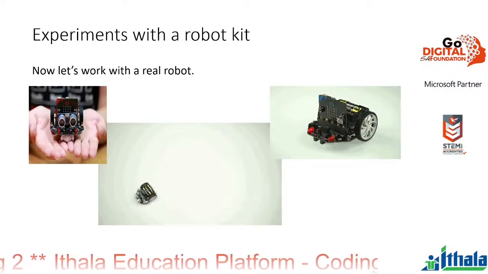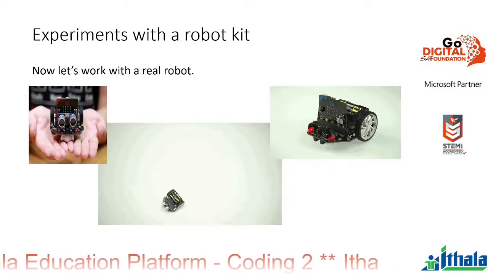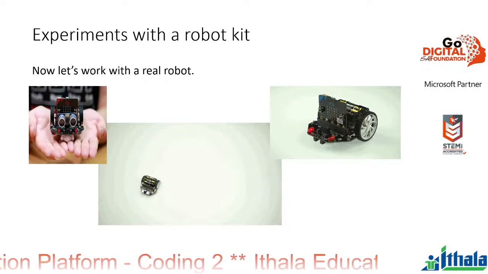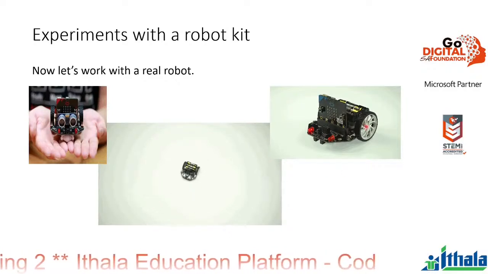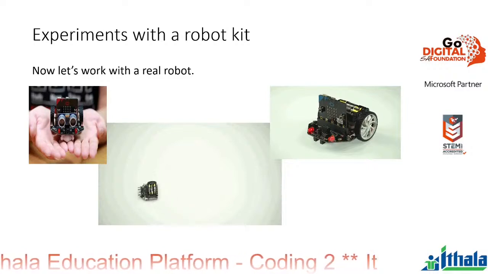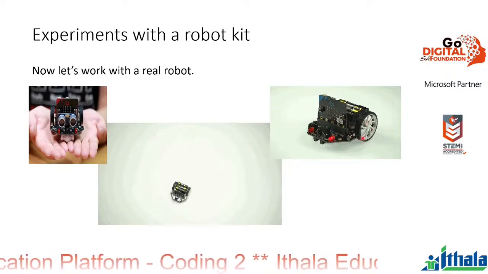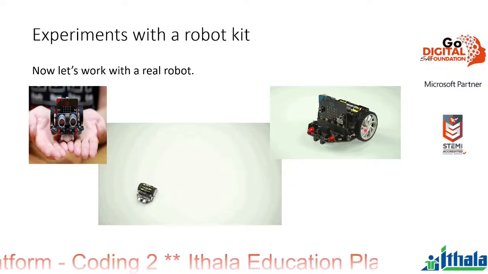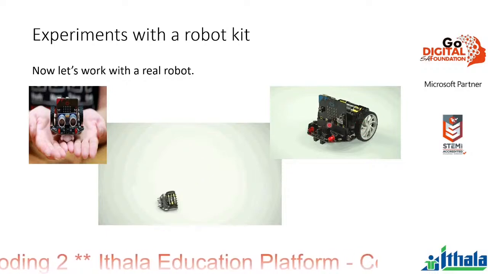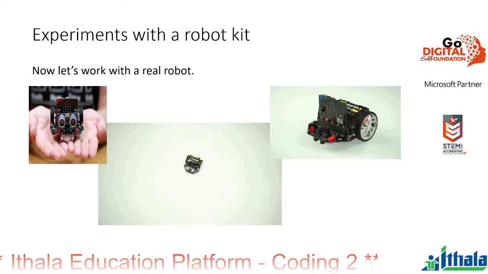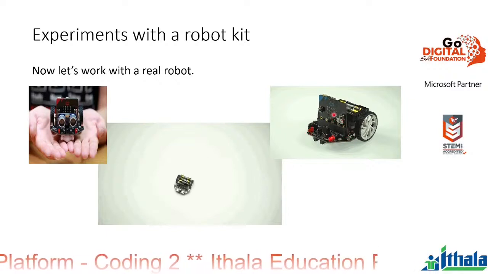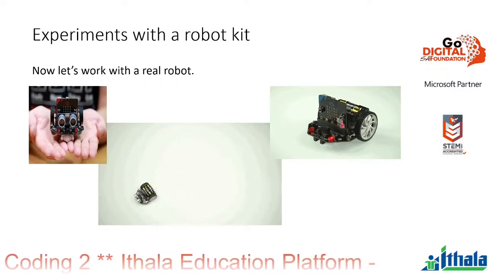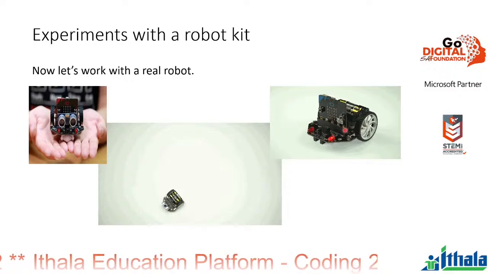Okay, so let's see how we can control an actual robot. We're going to work with a robot kit. And this robot kit is a little device. It's got motors and wheels, and it's got a socket for the microbit, and it's got batteries, so it's completely self-contained. We're going to write a program that we put onto the microbit, and then the robot will be able to run on its own.